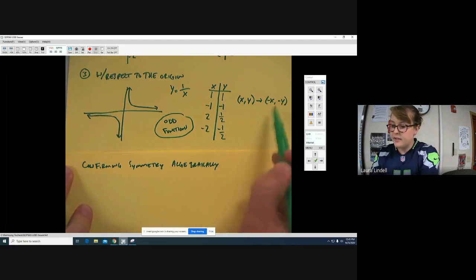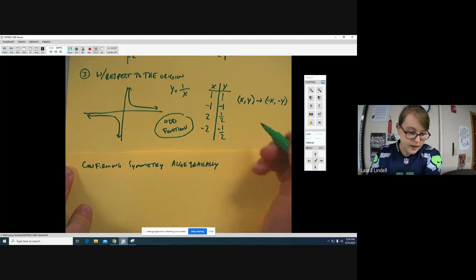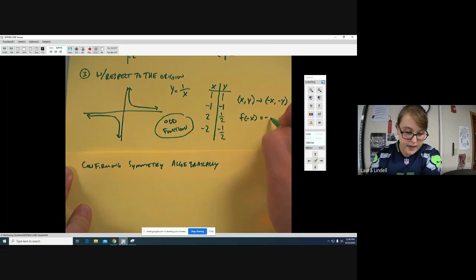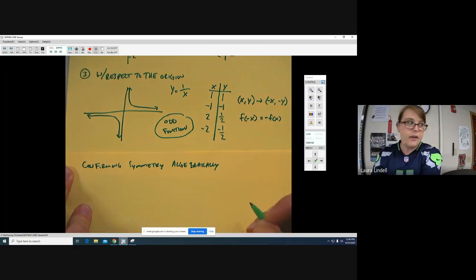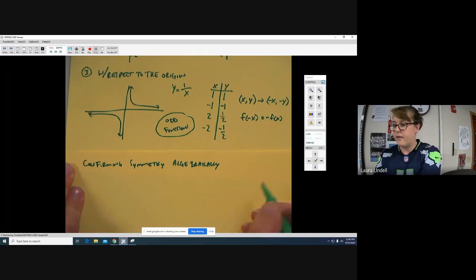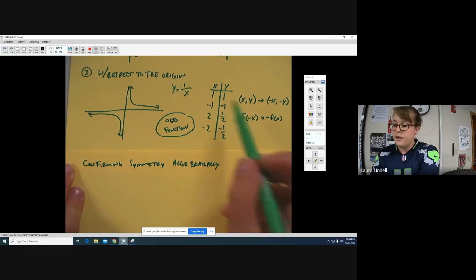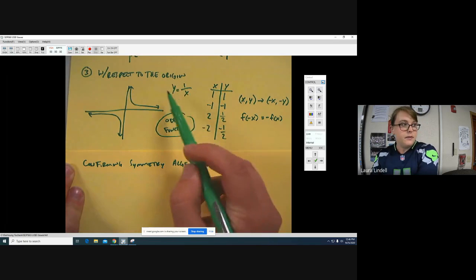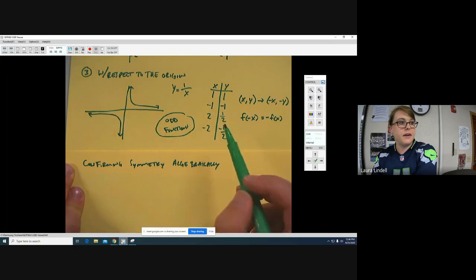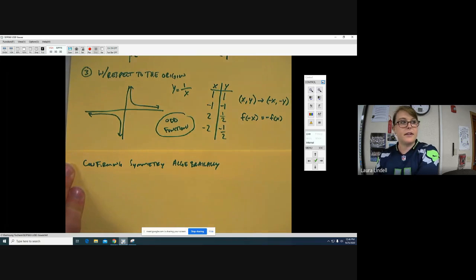Another way to say this in function notation is to say that f of negative x is equal to negative f of x. F of negative x is equal to negative f of x. So if I wanted to show that this has symmetry with respect to the origin, I want to show that if I plug in negative x for my x value, I get negative f of x for what it comes out to be.